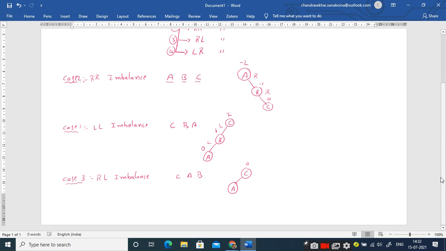No, this is CAB only, right? Let me take CAB only. Even if you take BCA, it won't work. I will tell all these things, right? If you take CAB, what happens is C is placed as the root node and A becomes the left child. Therefore here the balance factor is 0 and here it is 1.